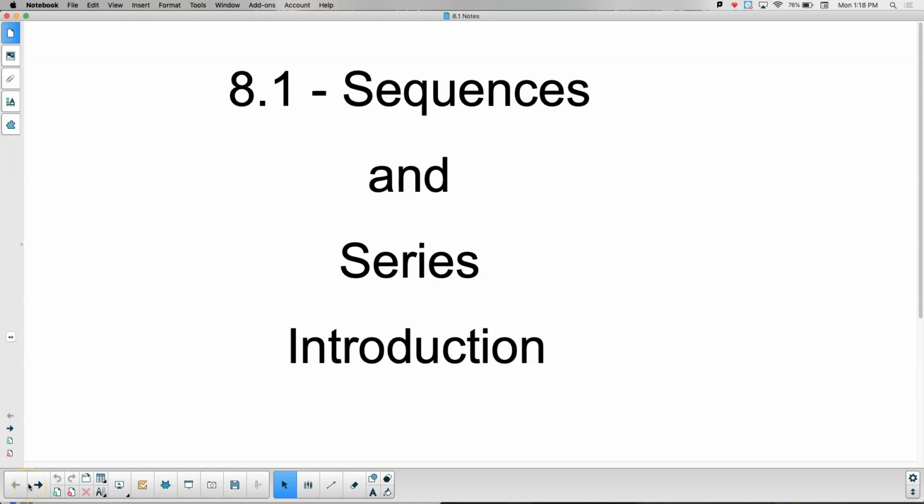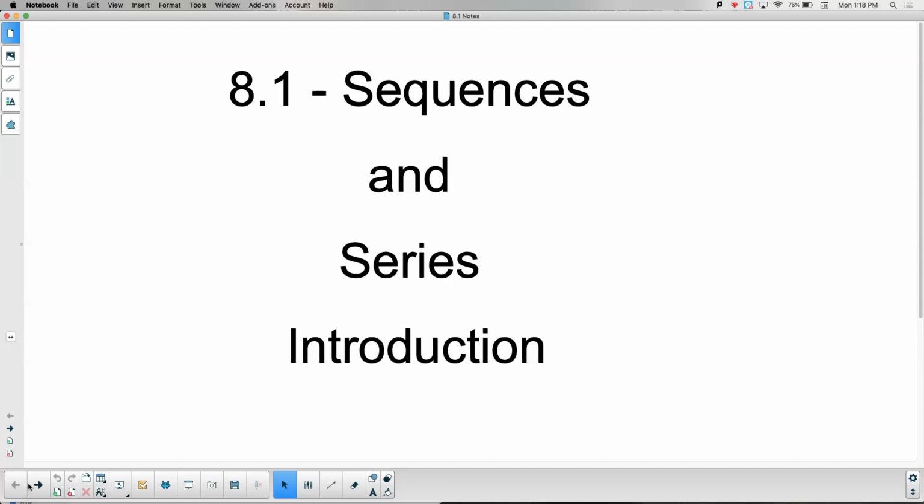Alright, so we're going to start with sequences and series. The first thing that I want to talk about is what they are, and then do some introductions, working with them, seeing the patterns that they produce, etc.